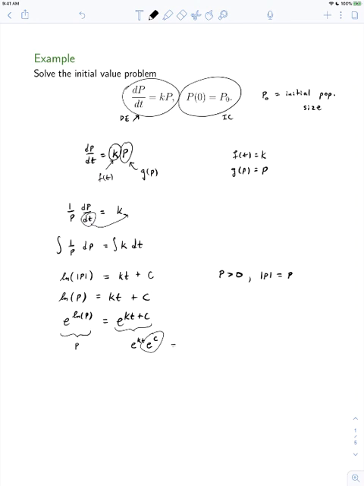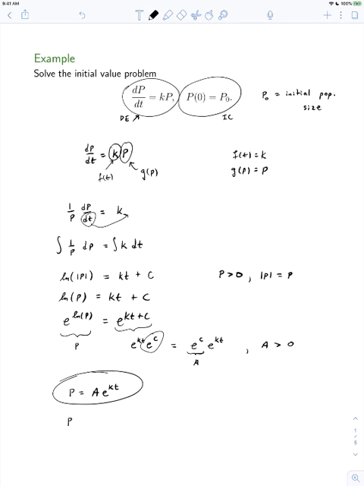So we can write this as e to the C times e to the kt, but it's very common to just replace this e to the C with some other letter, which we'll call A, where A is any positive constant. So we write that P is equal to A e to the kt. For any positive number A, this will be a solution to the differential equation. However, we have an initial condition: P(0) is equal to P0.